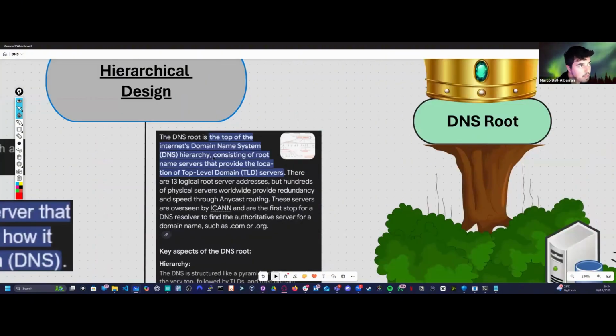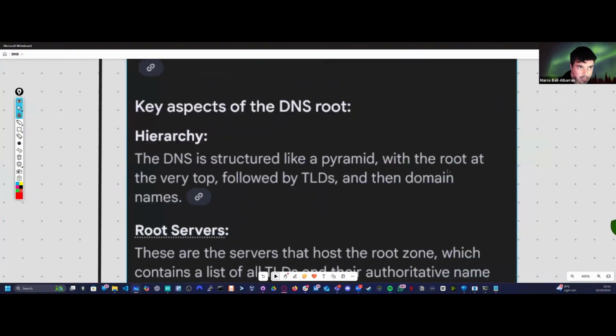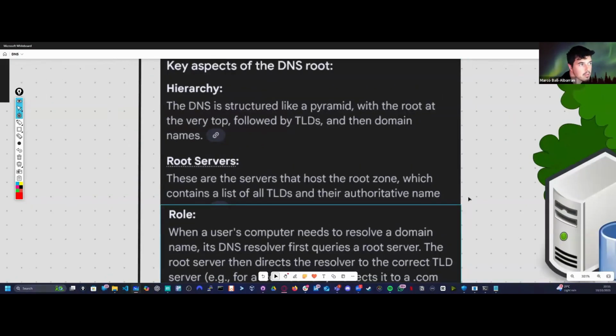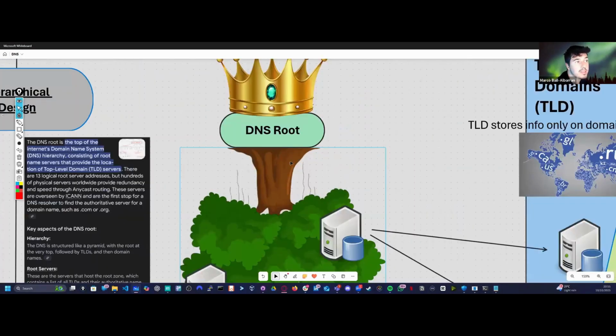For that, then, the hierarchy is often like a pyramid, sometimes like a tree. But just to go for the analogy of the tree, I stuck with the roots. And the roots, well, we start with the roots of the tree. So root servers. Root servers are the servers that host the root zone, which contains a list of all the top-level domains and the authoritative name servers. So what am I talking about? We start with the DNS root.